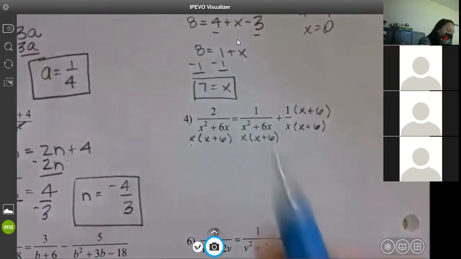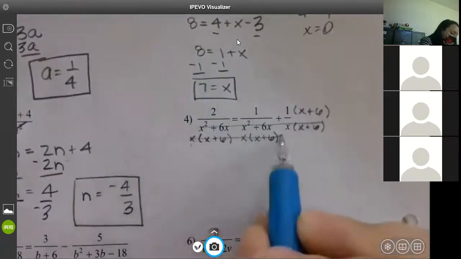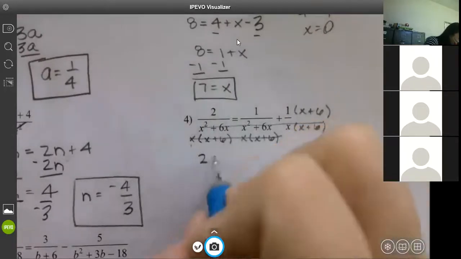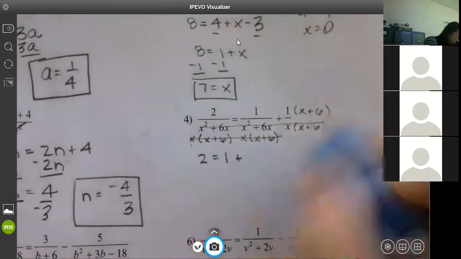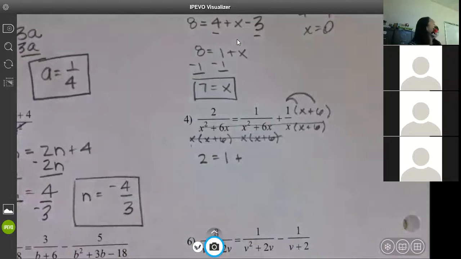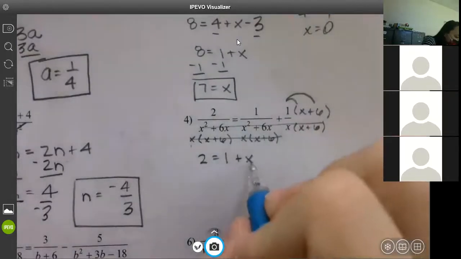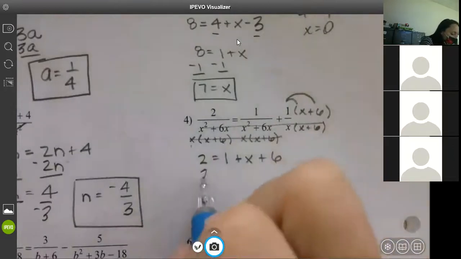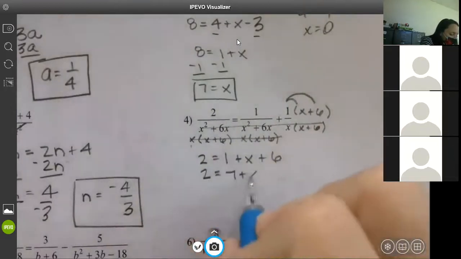Now that I have that common denominator, I do not need it anymore, so I can get rid of it and solve the equation that's on the top. So I get 2 equals 1 plus, and I can go ahead and distribute right here. There's not much to distribute because it's a 1, but if you had like a 2, 3, 4, go ahead and distribute it there. 1 times x is x. 1 times 6 is 6. Clean it up by adding like terms. 2 equals 7 plus x.